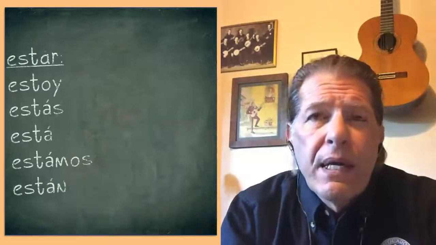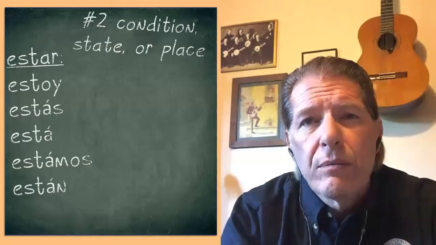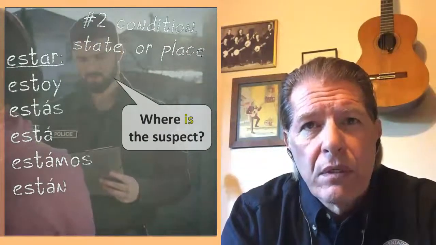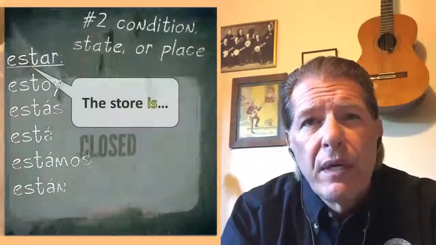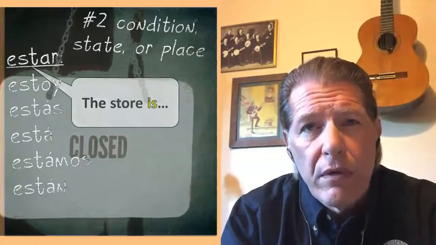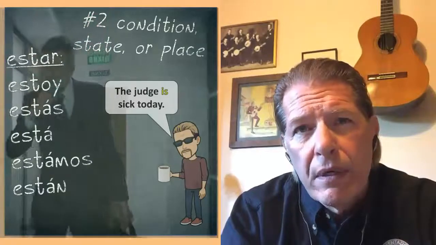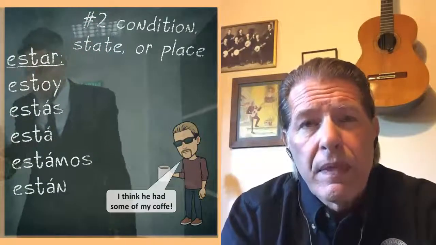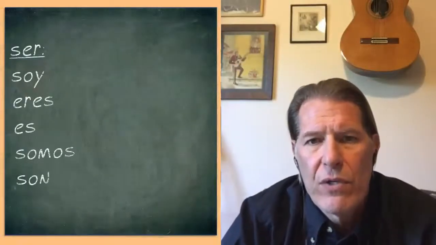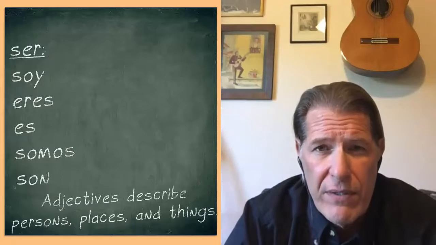Number two, estar generally denotes condition, state, or place. For example, ¿Dónde está el sospechoso? Right, where is he? The place. La tienda está cerrada. Okay, it's the condition of the store. It is currently closed. El juez está enfermo hoy. All right, his condition today is he's not feeling very well. He's sick.